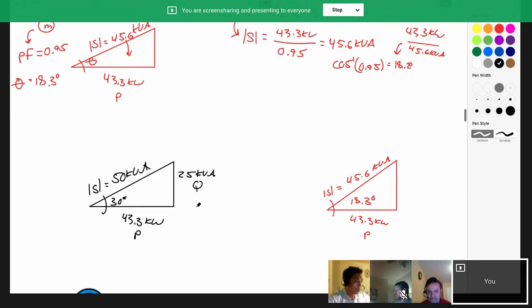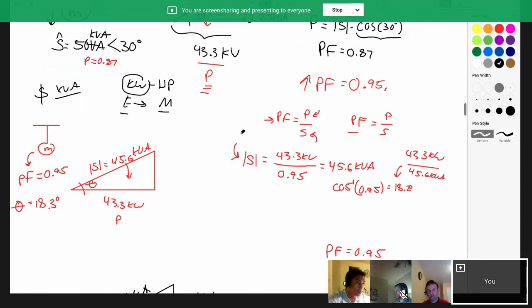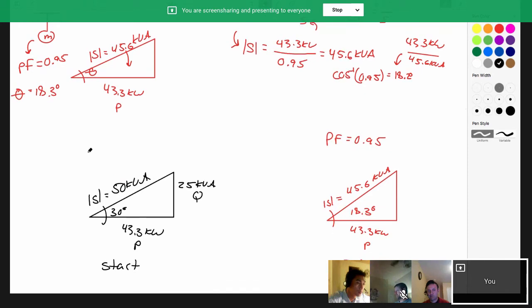So this is where we started. And this is where we're trying to get to, right? Because this is power factor equals 0.95. And this, of course, is power factor 0.87. That's that same motor. It's just operating in a better power factor in this condition compared to this condition.